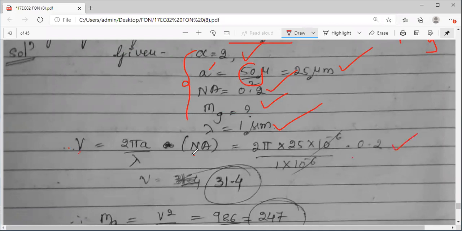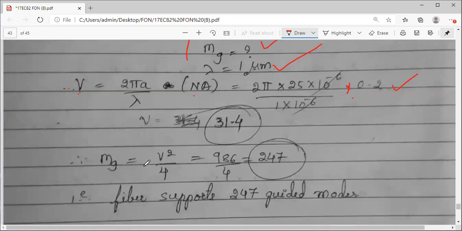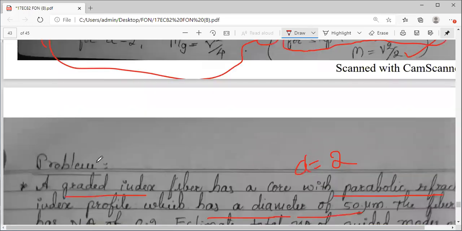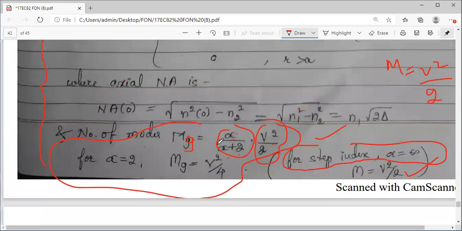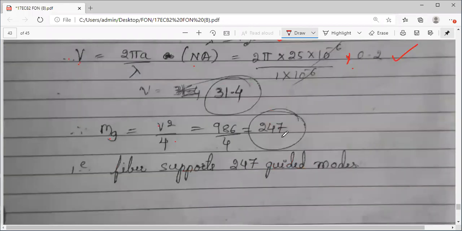So try finding that. I have got 0.2 into 31.4. So what is Mg equal to? V square by 4. Why V square by 4 only? Actually formula kya hai? Mg equals alpha by alpha plus 2 into V square by 2, but alpha is 2. So that's why it is V square by 4. You will get 247. So this graded index fiber supports how many guided modes? 247.